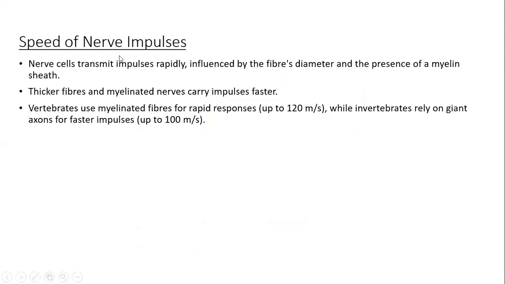Right, and then the speed of the nerve impulses. Nerve cells transmit impulses rapidly, and it is influenced by the fiber's diameter and the presence of the myelin sheath. Now, if you consider the nerve impulse transmission speed, what are the factors which are going to affect the speed of nerve impulse?